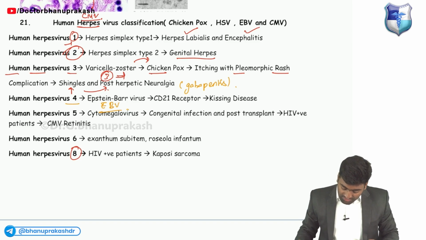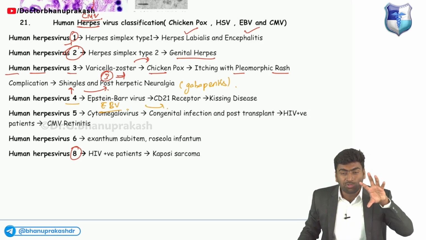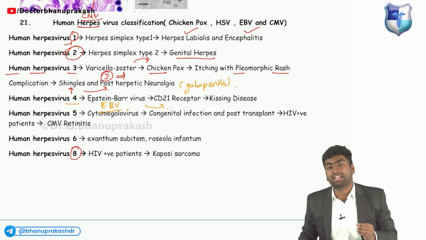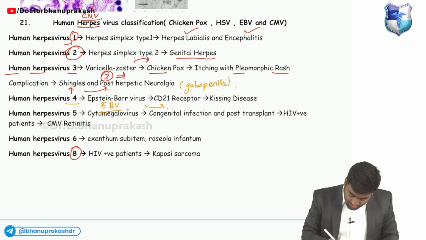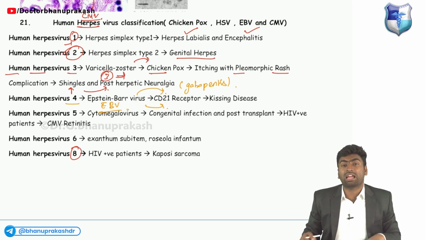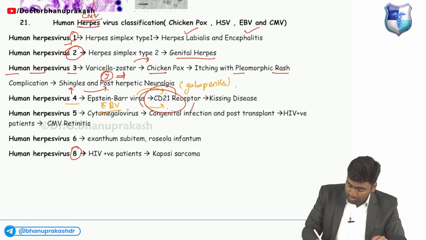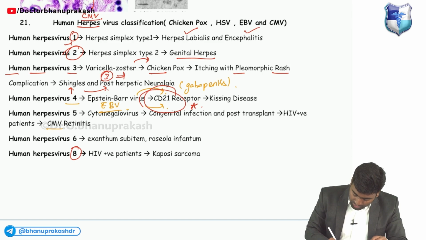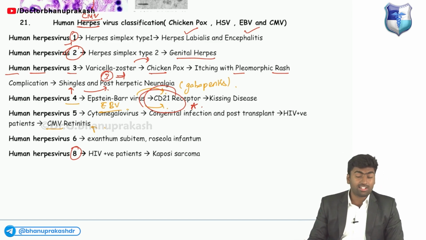And this infectious mononucleosis is caused by the involvement of the CD21 receptor, and because of this, it can even cause carcinogenesis. So remember, HHV4, which is the Epstein-Barr virus, involves CD21. It is very, very important. Okay. HHV5 is the cytomegalovirus, because cytomegalovirus spreads via the congenital route, and it also causes CMV retinitis.